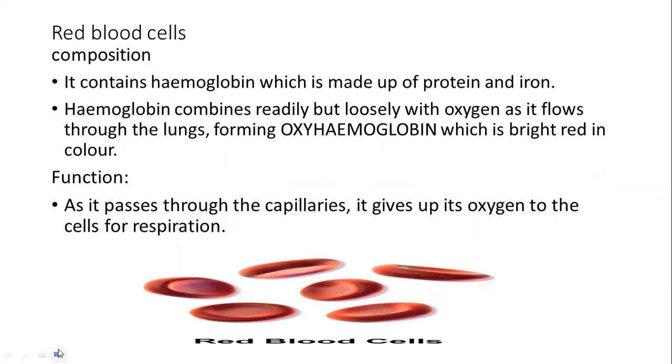When oxygenated blood flows through the capillaries, the oxyhemoglobin gives up oxygen to the cells, and cells need oxygen for respiration. So red blood cells contain hemoglobin, which is made up of protein and iron, and hemoglobin in lungs combines with oxygen, forming oxyhemoglobin, which is bright red in color. And when the blood is flowing through the capillaries, oxyhemoglobin gives up oxygen to the cells for respiration.